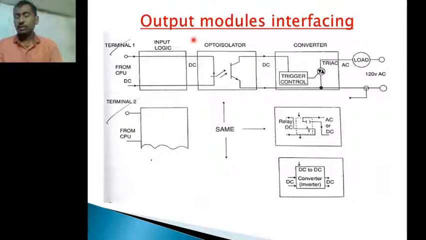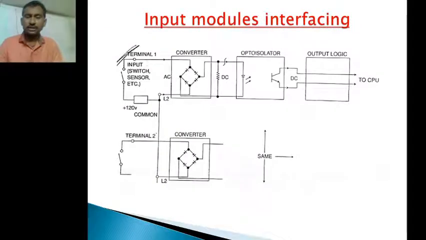Why? Suppose there are any surges or malfunctions on the output device side, then the CPU may get damaged. We can operate the input devices or output devices at more than 120 volts or 230 volts in case of AC, but the CPU's withstandable capacity is only 5 volts DC. If, in the previous section, this rectifier circuit is damaged, then the total 230 volts will be applied to our CPU. If there is no isolator circuit, what happens? The CPU may get damaged.